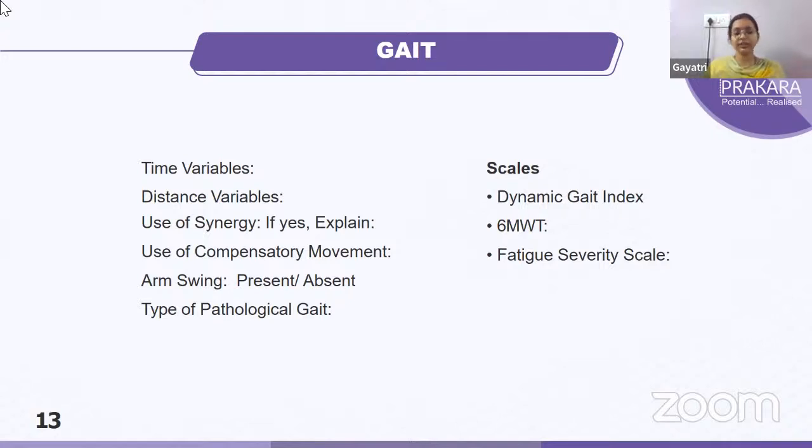While walking, check for any synergy pattern. If yes, tell the patient what synergy pattern, or you understand what synergy pattern the patient is having. Either there is loss of pelvis movement, loss of lumbopelvic rhythm, loss of hip flexion, loss of knee flexion. Even if everything is there, there is loss of arm swing. Check for use of any compensatory movement.